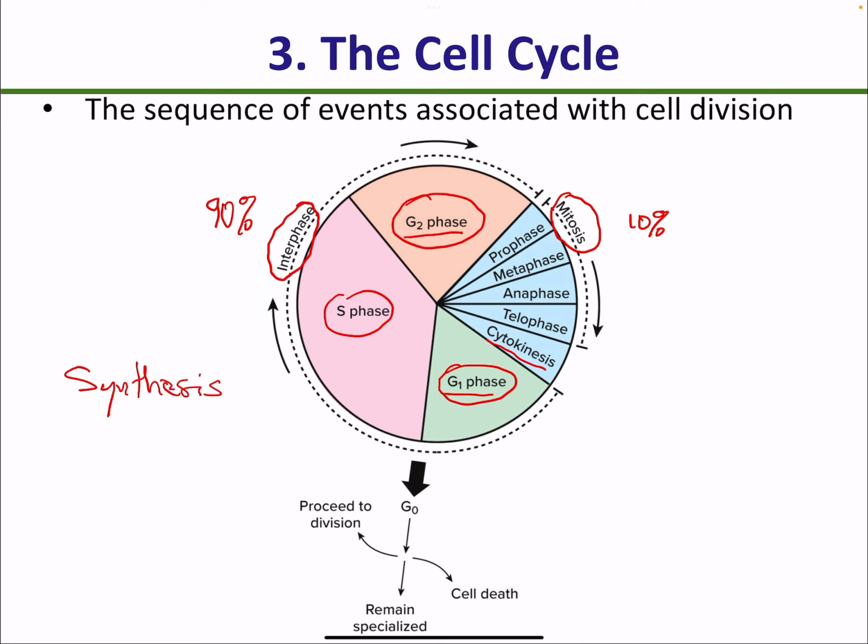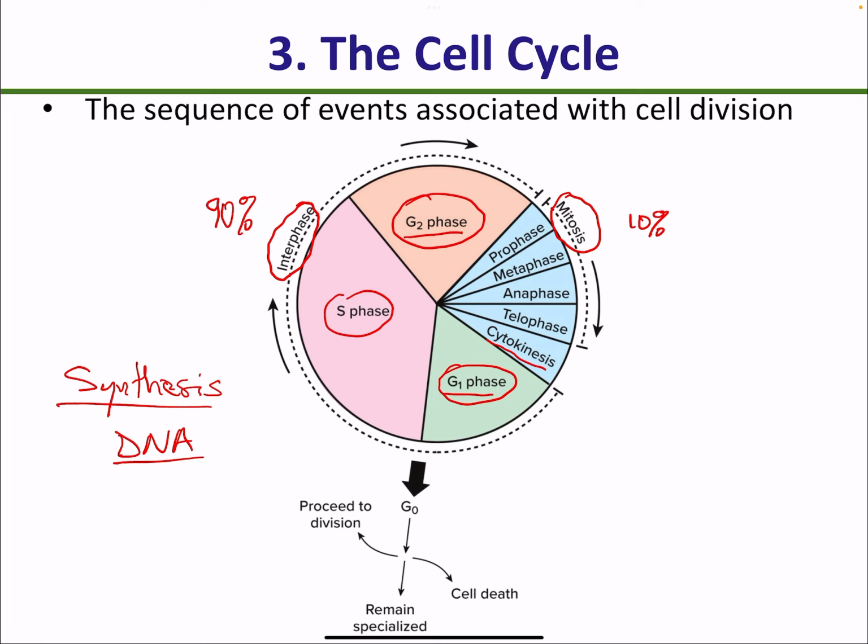Synthesis, but synthesis of what? Synthesis of DNA, right? This is when the genetic information is copied so that you have two perfectly identical copies of the genetic information that are intended to be distributed among the two new daughter cells.